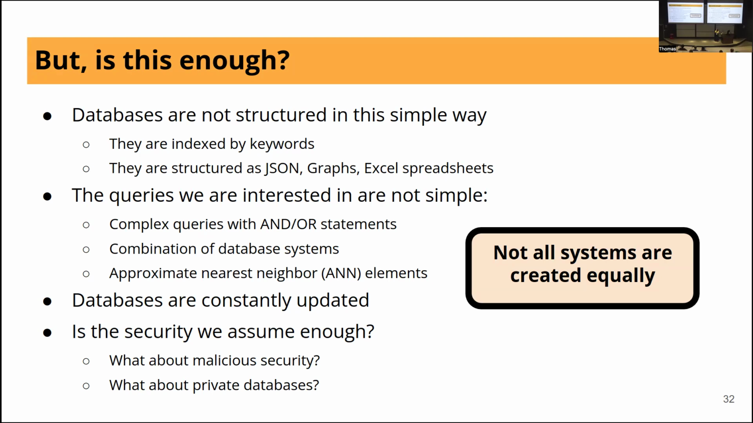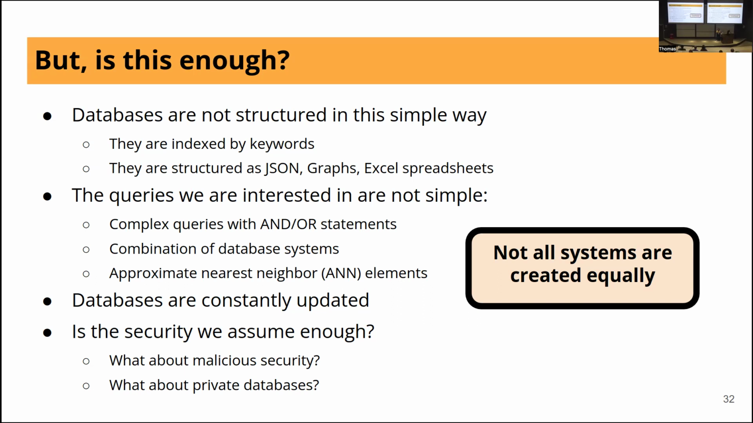But if you ever work with real database systems, you will know that databases are usually not structured in this way, right? They are oftentimes structured by keywords. There sometimes are structures as JSON elements or graphs or Excel spreadsheets. And it turns out that the PIR schemes that currently we have in the literature are not able to actually work with these kind of structures because they do assume that the database is this representation of an array. So again, if you're interested in researching about this, maybe there's a way to actually think of these other more complex structures and how to use PIR with them.